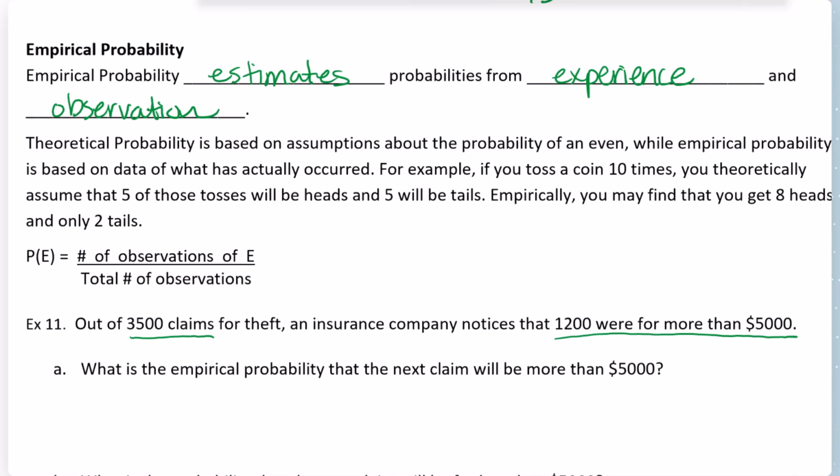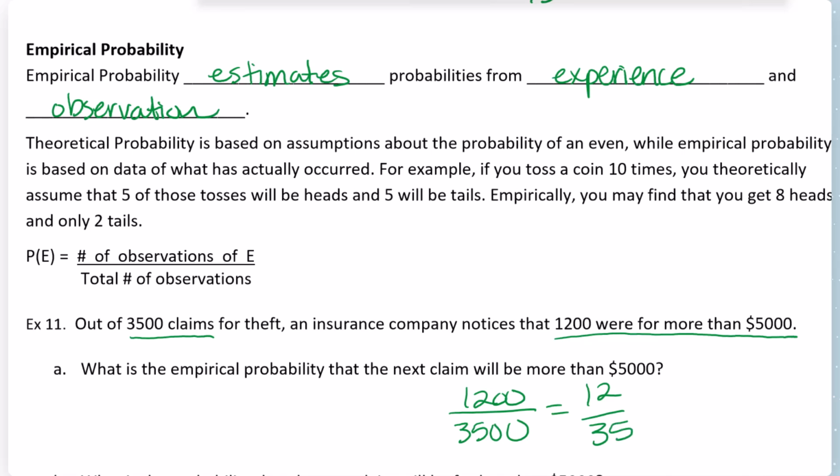An insurance company notices that 1,200 were for more than 5,000. Part A, what is the empirical probability that the next claim will be more than 5,000? Well, out of our 3,500 claims, how many were for more than 5,000? That's 1,200. So 1,200 out of the 3,500 were for more than 5,000. Now we could go ahead and simplify that. That would be 12 out of 35.